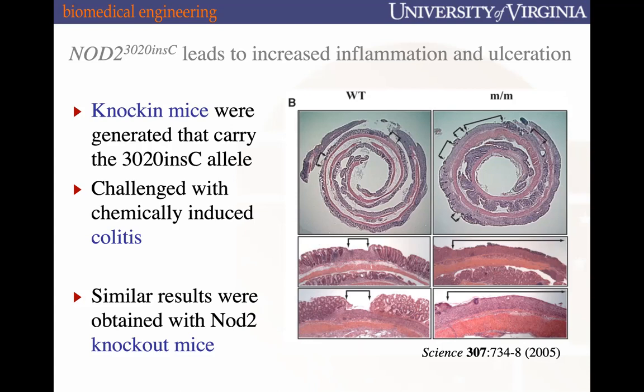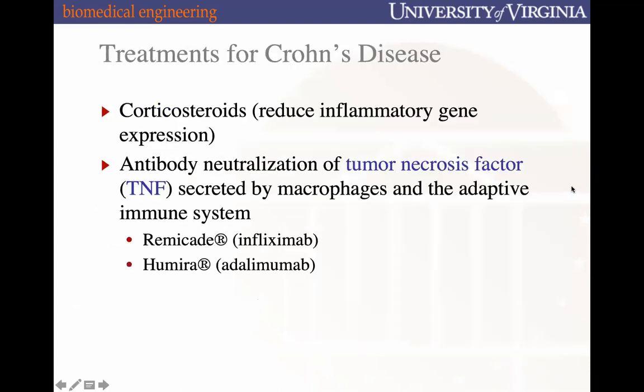So for treatments, corticosteroids reduce inflammatory gene expression. In addition to that, there is antibody neutralization specifically for tumor necrosis factor, which is a really powerful inflammatory cytokine. These antibodies neutralize TNF. And one of them you might recognize, Humira, is the number one drug in the world because so many things are associated with TNF expression.